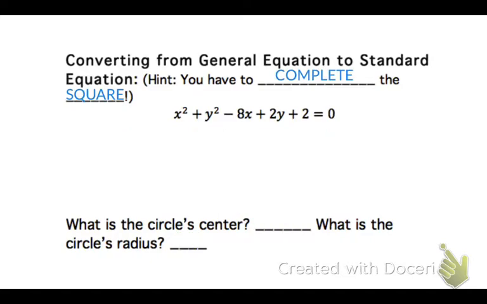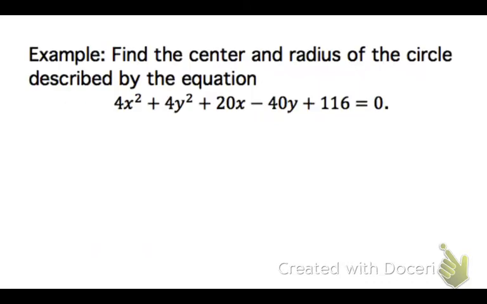One more example. This one's a little bit different because our coefficients are not 1 in front of the x squared and the y squared. And so we have to be a little bit more careful to complete the square. The first thing we're going to do is group the same variables together and move our constant to the other side.